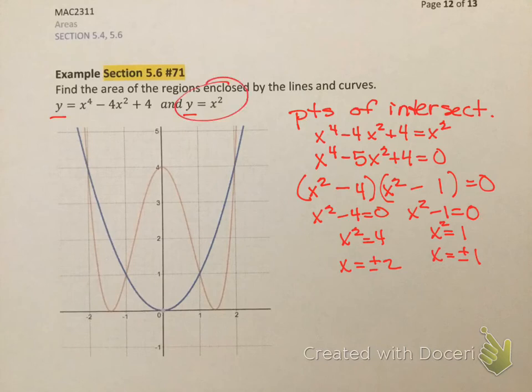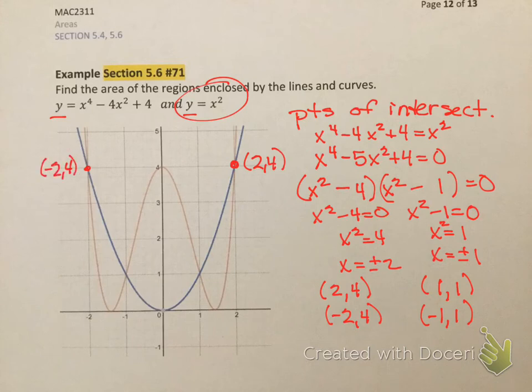So let's go back to this function right here. If x is 2, y is 4. If x is negative 2, y is 4. If x is 1, y is 1. If x is negative 1, y is 1. So let's find these points right here. I've got 2, 4. I have negative 2, 4. I have 1, 1. And I have negative 1, 1.